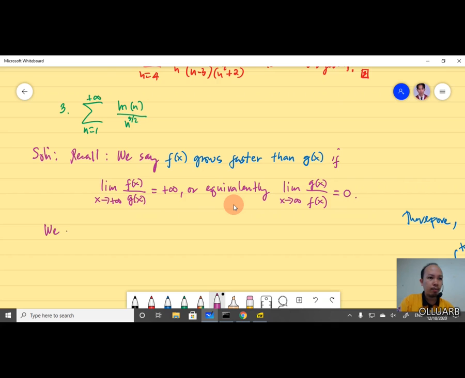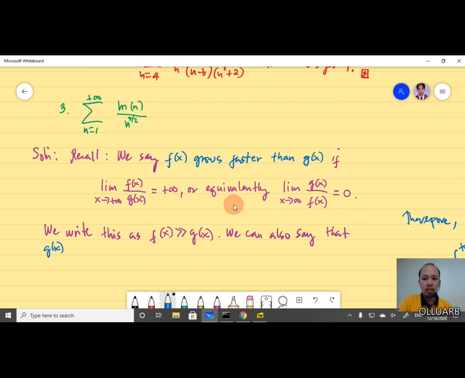So we write this in this symbol. This is not an inequality symbol. We can also say that g of x grows more slowly.